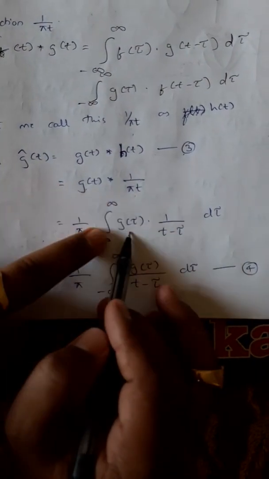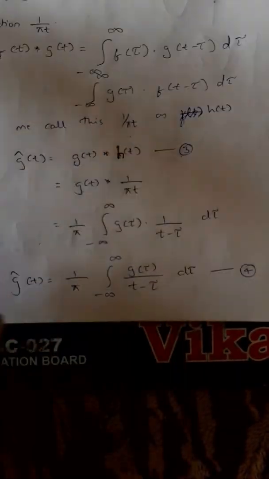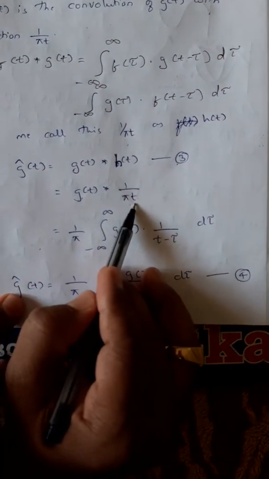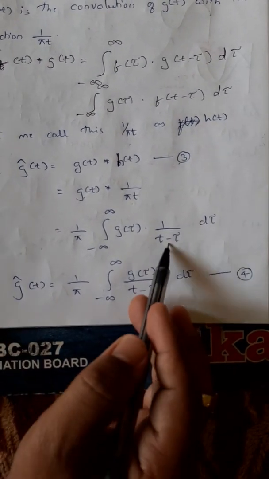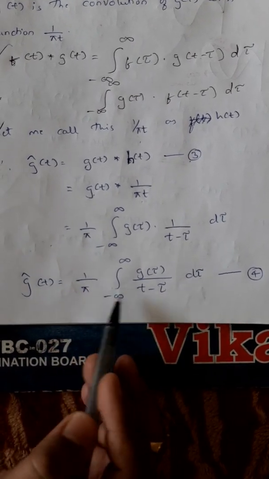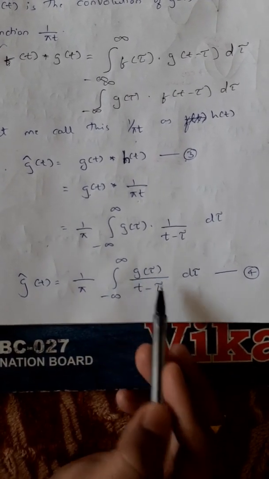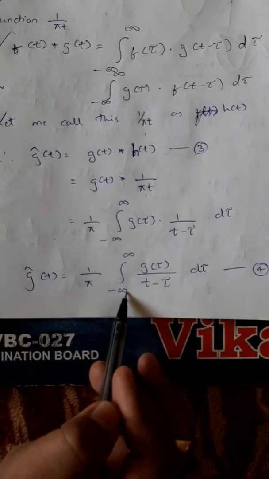So it will be g of tau into 1 by t minus tau. Pi is a constant which I have taken out. What is left out is 1 by t minus tau d tau. So if I club these two, it will become g cap of t is equal to 1 by pi, minus infinity to plus infinity, g of tau divided by t minus tau d tau. It is the same as your equation number 1.